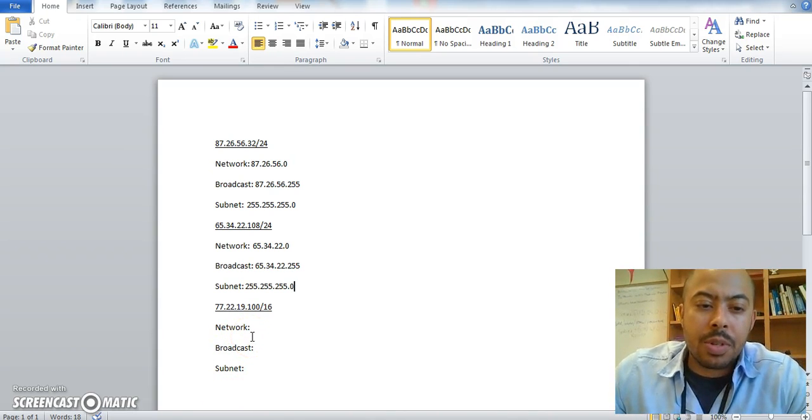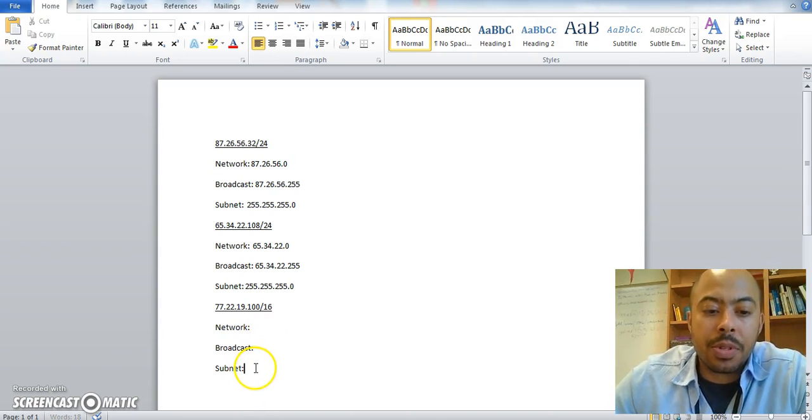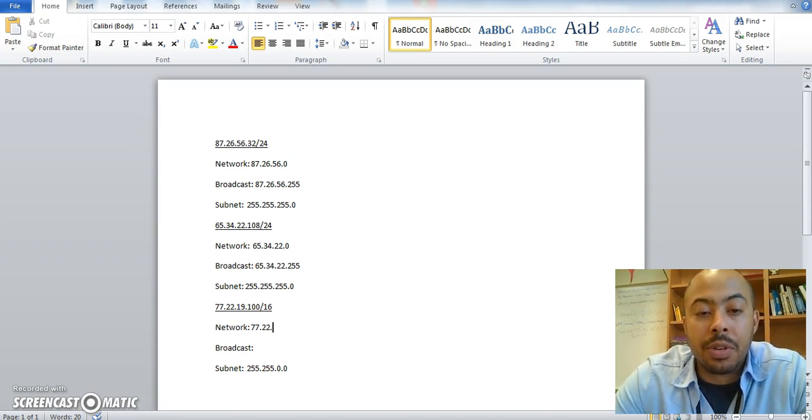Alright, so that moves us on to the 77.22.19.100 with the /16 for the subnet. With the /16 for the subnet, only 16 bits are being used for the network, 16 are reserved for the host, so your subnet is going to look like this, 255.255.0.0. Now keep in mind, I said anywhere you see a 255, your network or your address is going to match. So in the case of 77.22.19, we're going to have 77.22, but the 19 is not going to match in this one like it did in the others because we're only using two 255s instead of three.